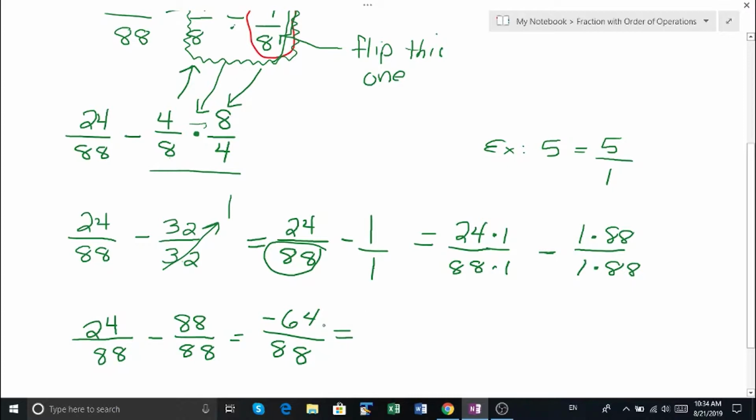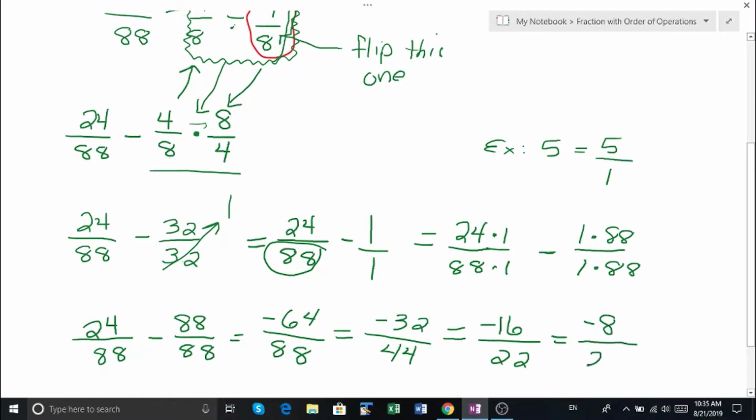So negative 64 divided by 2 is negative 32. 88 divided by 2 is 44. As you can see here, we have two even numbers again, so I'm going to divide by 2 again. Negative 32 divided by 2 is negative 16. 44 divided by 2 is 22. Even numbers again, I'm going to keep dividing. Negative 16 divided by 2 becomes negative 8.